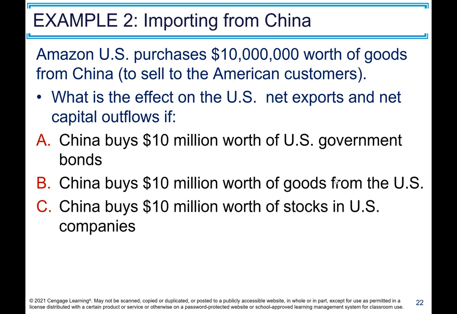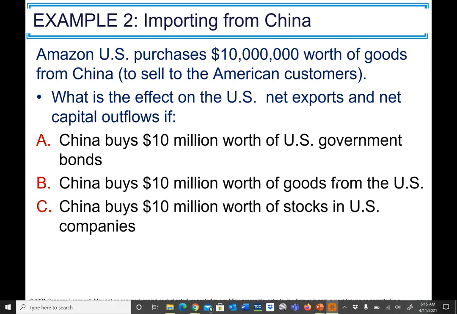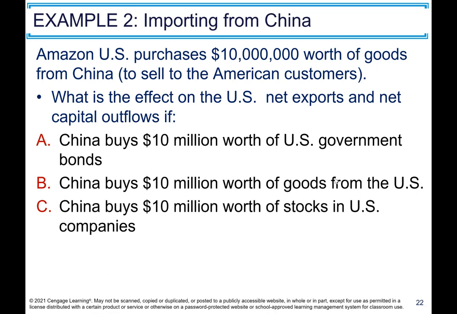Example 2, importing from China. Amazon, United States, purchases $10 million worth of goods from China to sell to American customers. What is the effect on the US net exports and net capital outflows if, number A, China buys $10 million worth of US government bonds? Number B, China buys $10 million worth of goods from the US. And number C, China buys $10 million worth of stocks in US companies.